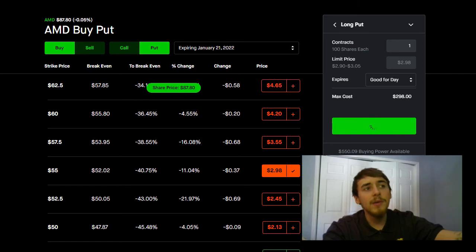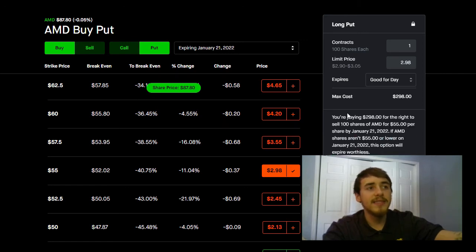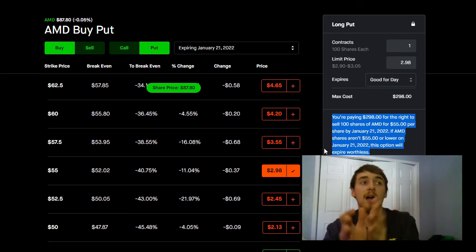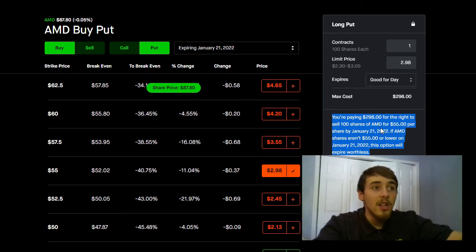And I always recommend to really read this section, because this will literally just tell you exactly what it says. It says you're paying $298 for the right to sell 100 shares of AMD for $55 per share by January 21st, 2022.